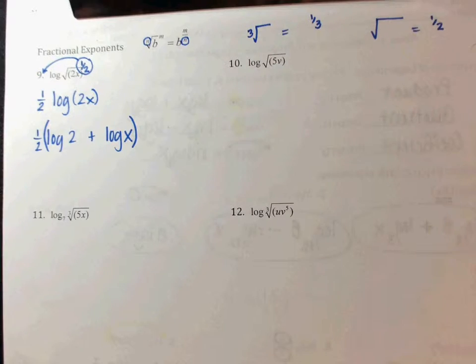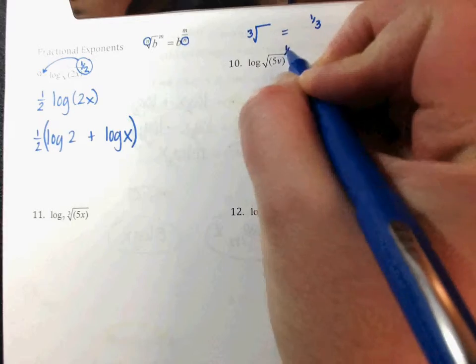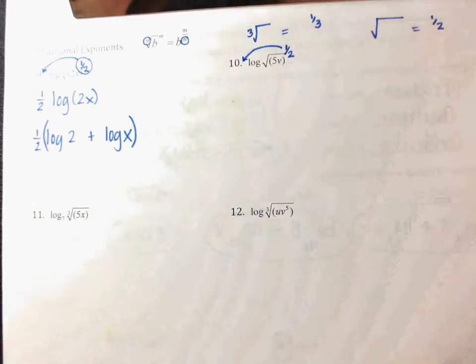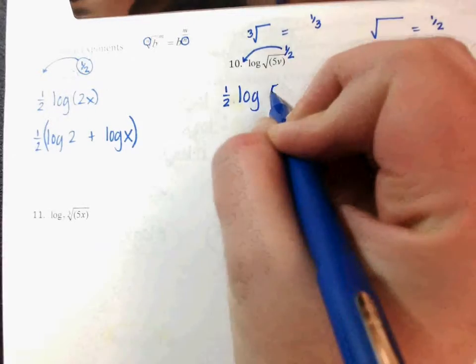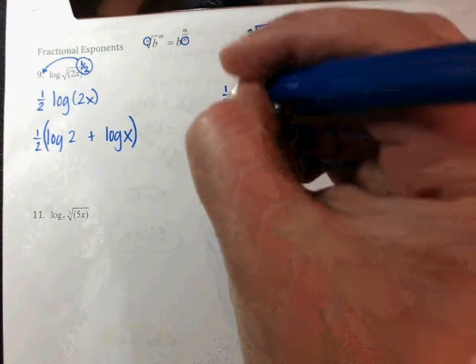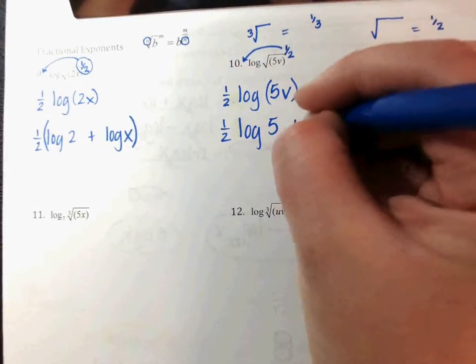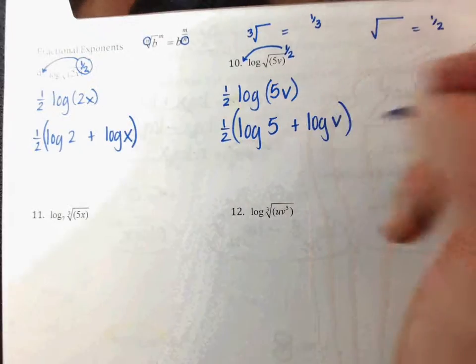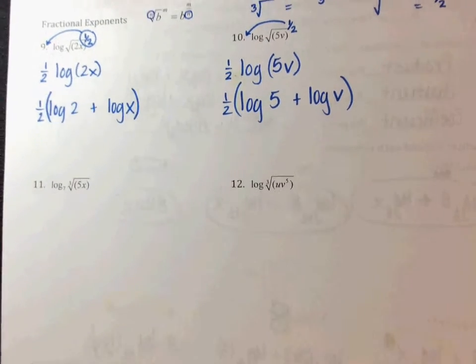I have a square root, that's the same as what power? A half. Then I move the half down to the front to get rid of it. So I'll have my 1/2 there in the front. Then it's a log 5v. And then to split up 5 and v, I would have to use addition. Also, you're going to need parentheses to show the 5 and the v were together. So it'd be log 5 plus log v. Easy? Okay, go down to number 11.